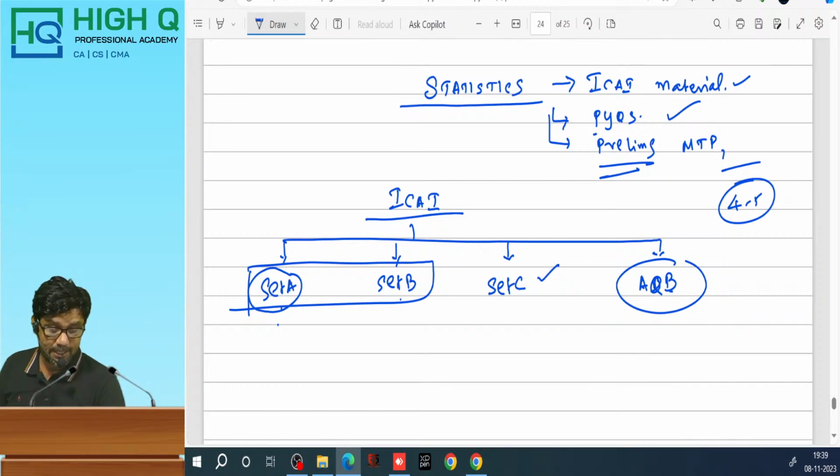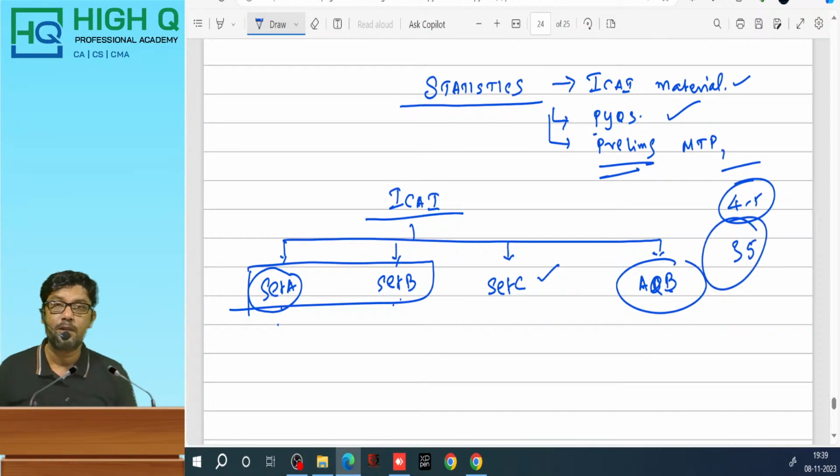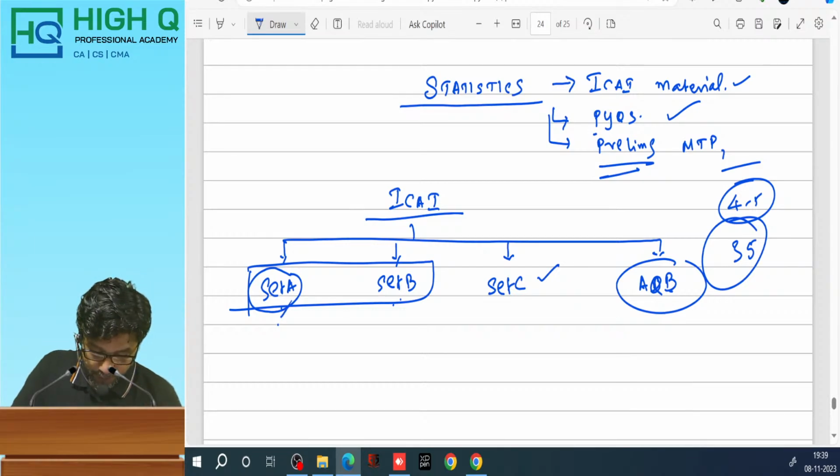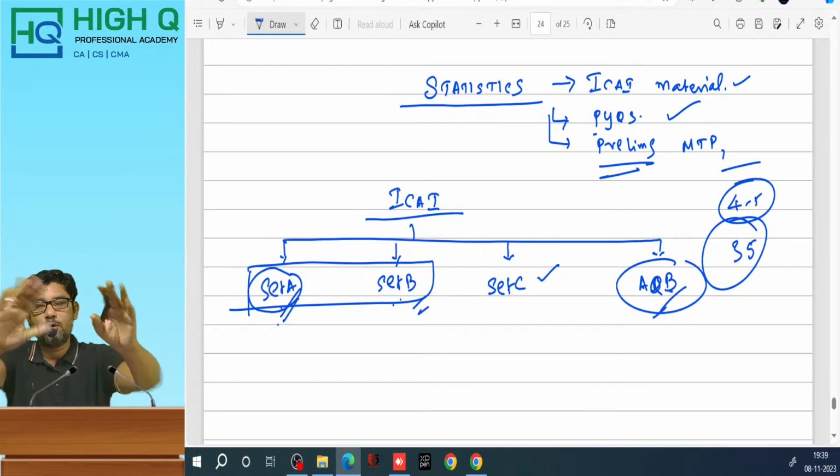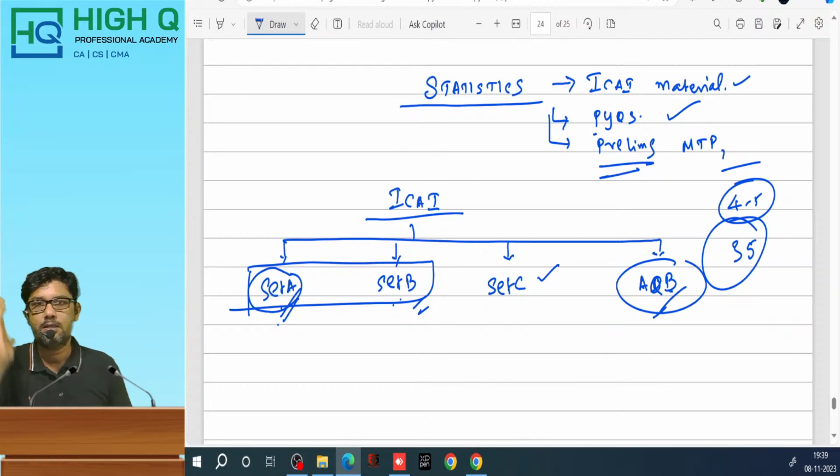But remaining set A, set B, additional question bank type questions will give you 30 to 35 to 40 marks. At least 34, 35 marks. Now you tell me where we need to focus. Should I focus into set A, set B, additional question bank, or set C?